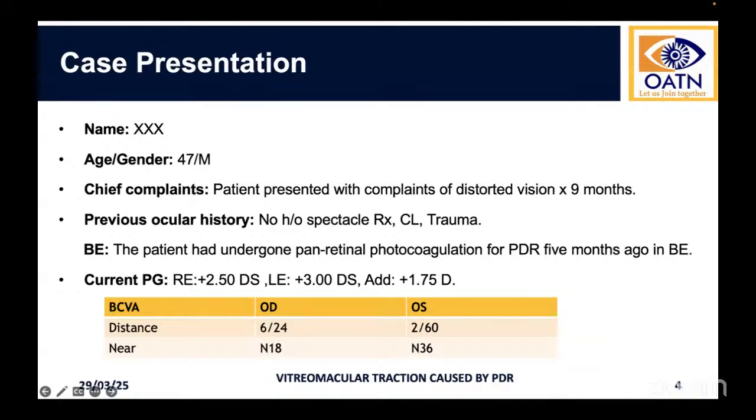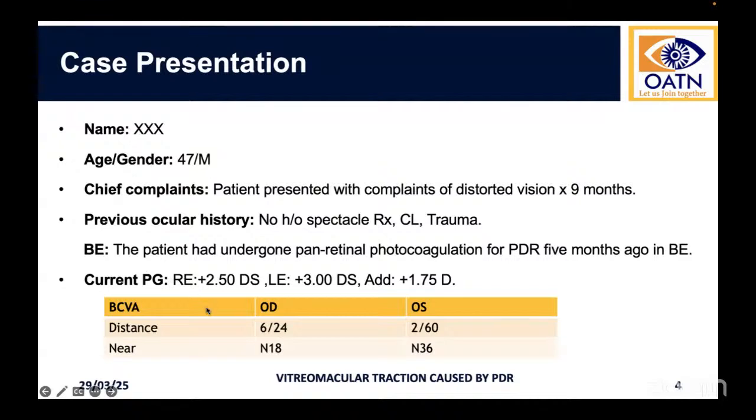The patient is a 47-year-old male. He came with a complaint of distorted vision since 9 months. His previous ocular history: he was not using any spectacles or contact lens, and he has not had any trauma. He's a known case of PDR. He has undergone pan-retinal photocoagulation for PDR 5 months ago.